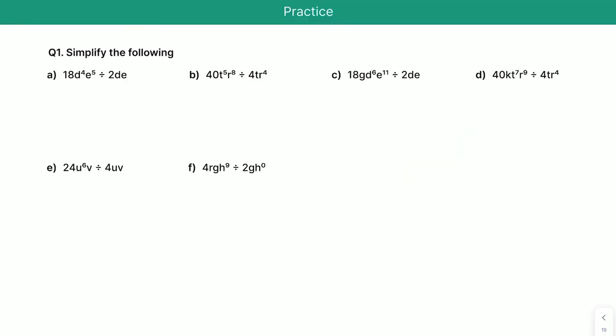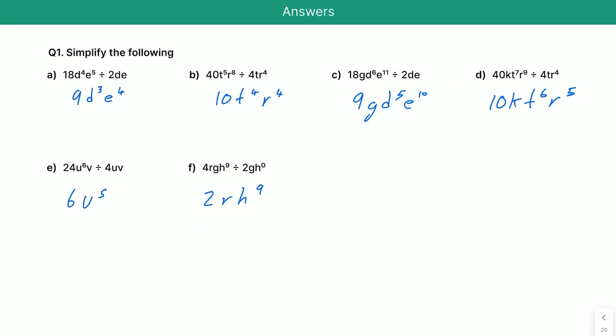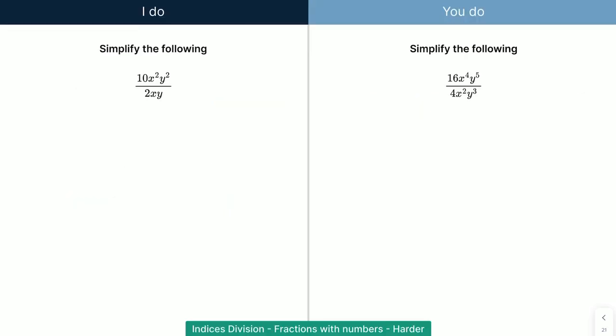So here's some practice questions. Press pause and have a go. Here are the answers. So now looking at it, the exact same thing in fraction form. So 10 and 2, that becomes 5. That becomes x, and that becomes y. And again, hopefully you've pressed pause and had a go at this. So that's 4x squared y squared.